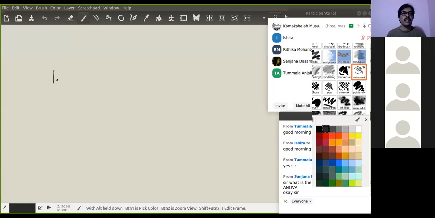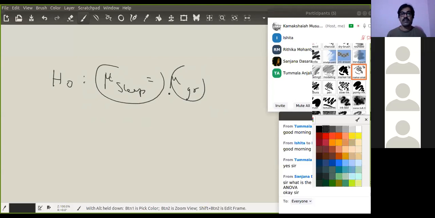Yeah, here actually the null hypothesis is going to be, I think you should be able to see my whiteboard, right? The mu value for sleep is equal to mu value for group. So this is actually the null hypothesis. The group-wise mean values are equal, which means the difference between these two values is not statistically significant.